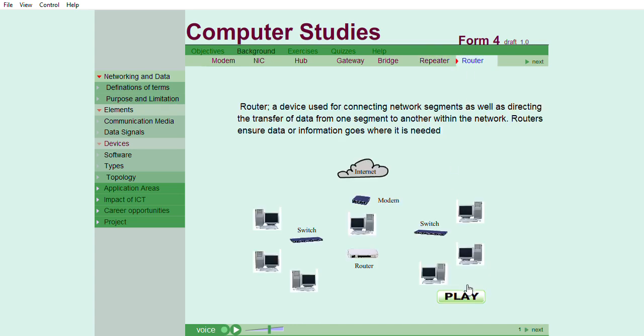Router is a device used for connecting network segments as well as directing the transfer of data from one segment to another within the network. Routers ensure data or information goes where it is needed.